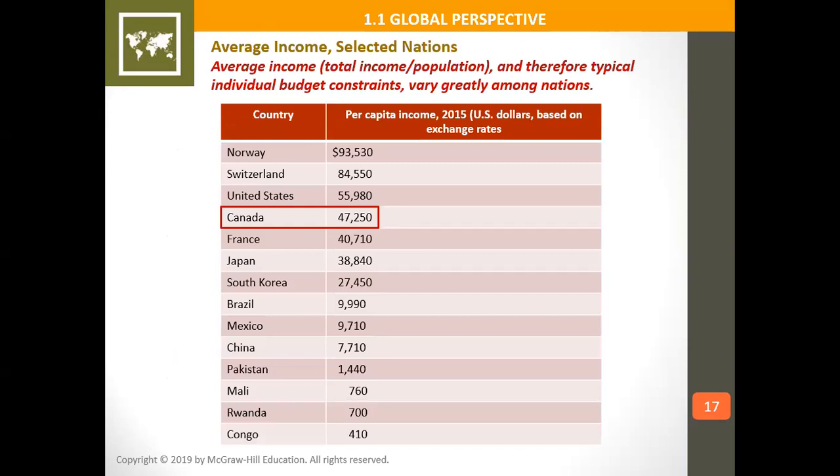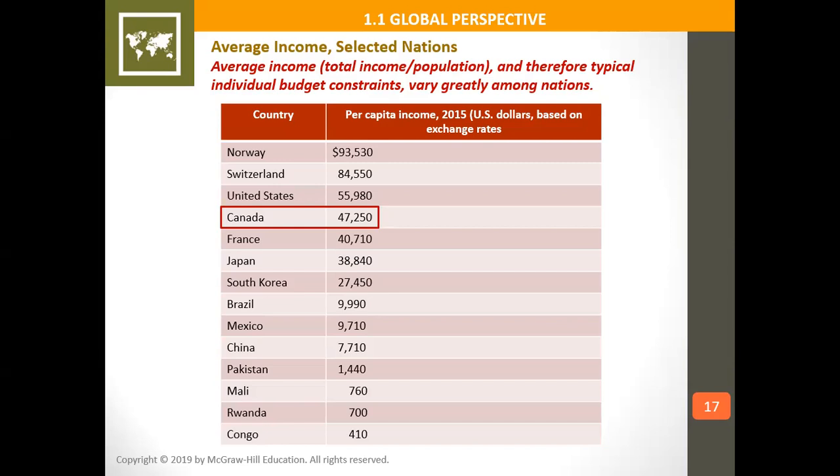Canada's average income is $47,250 per year, and that's fourth highest on this chart. The United States, Switzerland, and Norway come higher, with higher incomes per capita. These are the best countries in terms of living standards. And then Congo is the bottom of this chart, along with Rwanda and Mali.